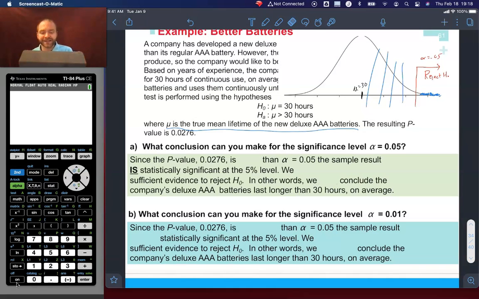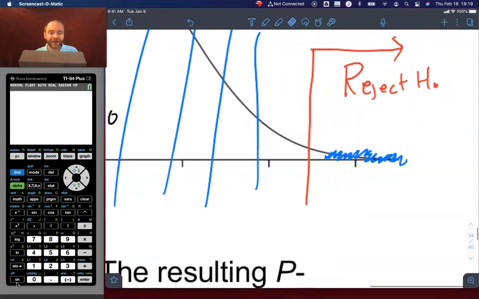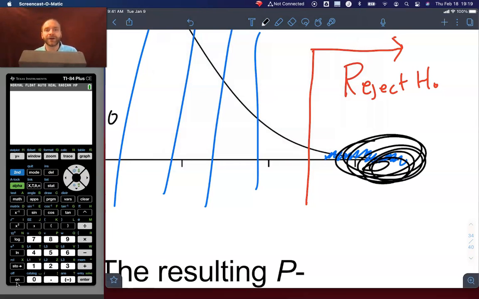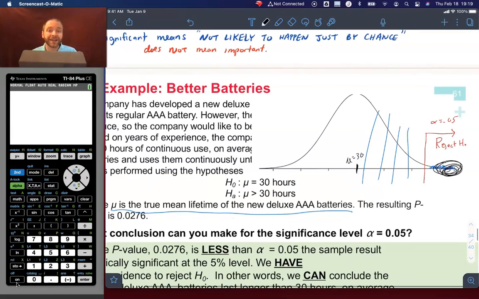So what does this mean? Since the p-value of 0.0276 is less than our alpha level for our sample, we can say the result is statistically significant because we have sufficient evidence to reject the null hypothesis. In other words, we can conclude the deluxe AAA batteries made by this company last longer than 30 hours. It was so unlikely for us to see a 0.0276 probability way out here in the tail by chance, if the null was true, that we can reject the null and conclude the alternative. So if it fell in that tail, we rejected the null.